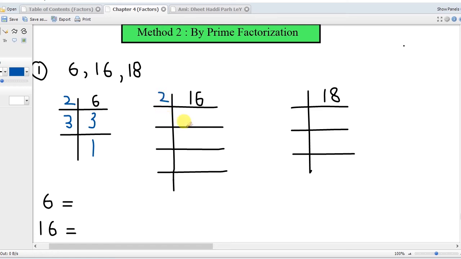16. So start with 2. So 2 times 8 is 16, 2 times 4 is 8, 2 times 2 is 4, and 2 times 1 is 2, right? Now 18. So 2 times 9 is 18.